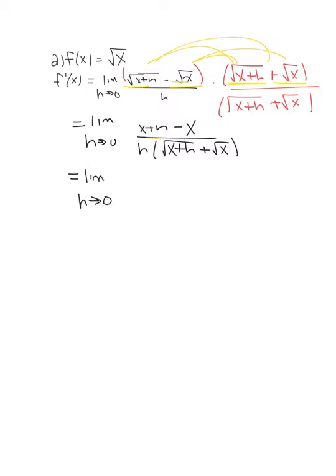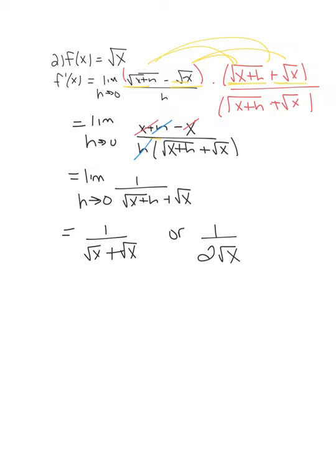The limit as h approaches 0 of the x and the minus x are canceling out, and then I'm also going to have this h and h that are going to cancel out as well. So I'm going to be left with 1 over the square root of x plus h plus root x. At this point, I am able to substitute h equals 0 in and remove that limit, and so I am left with 1 over the square root of x plus the square root of x, or 1 over 2 root x as my derivative.